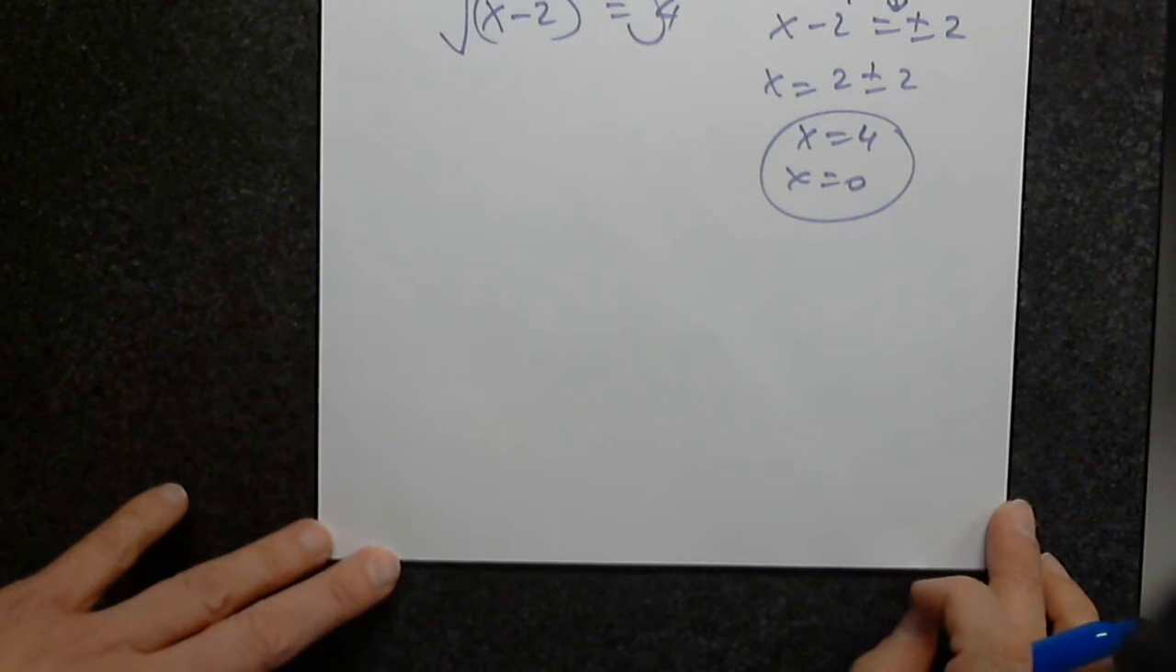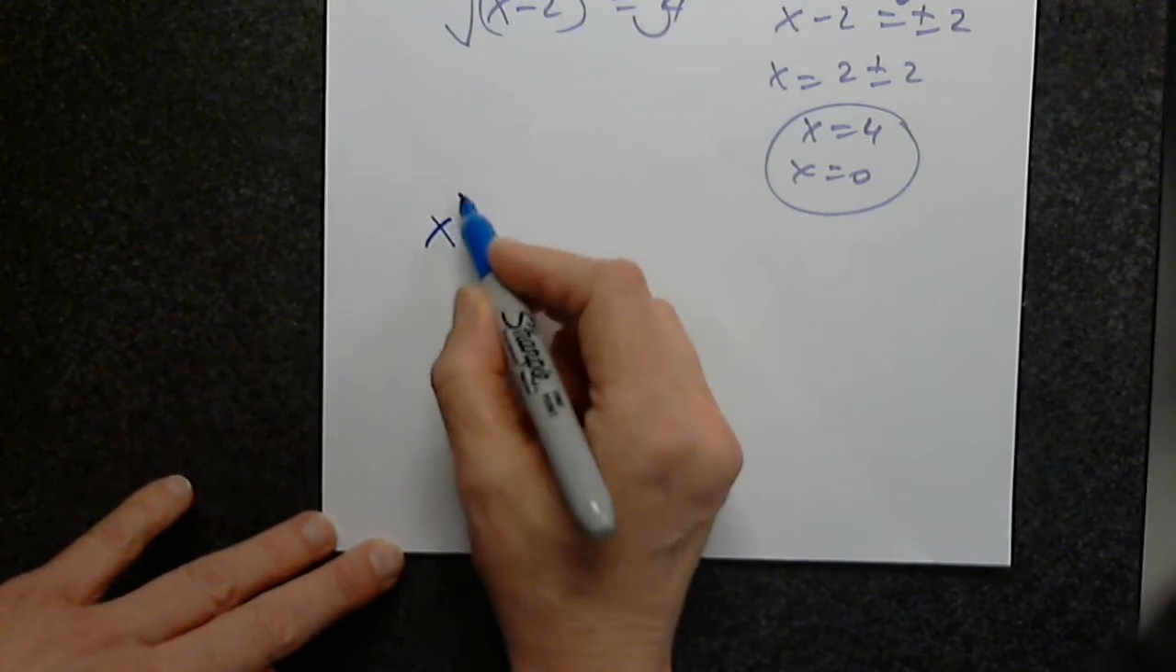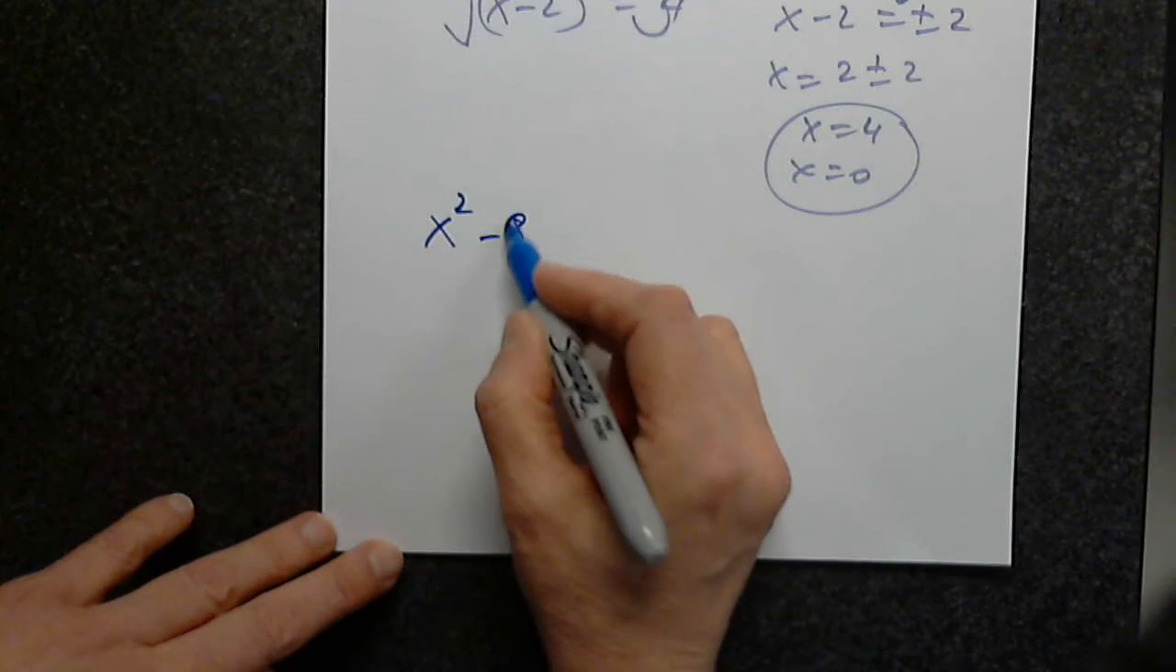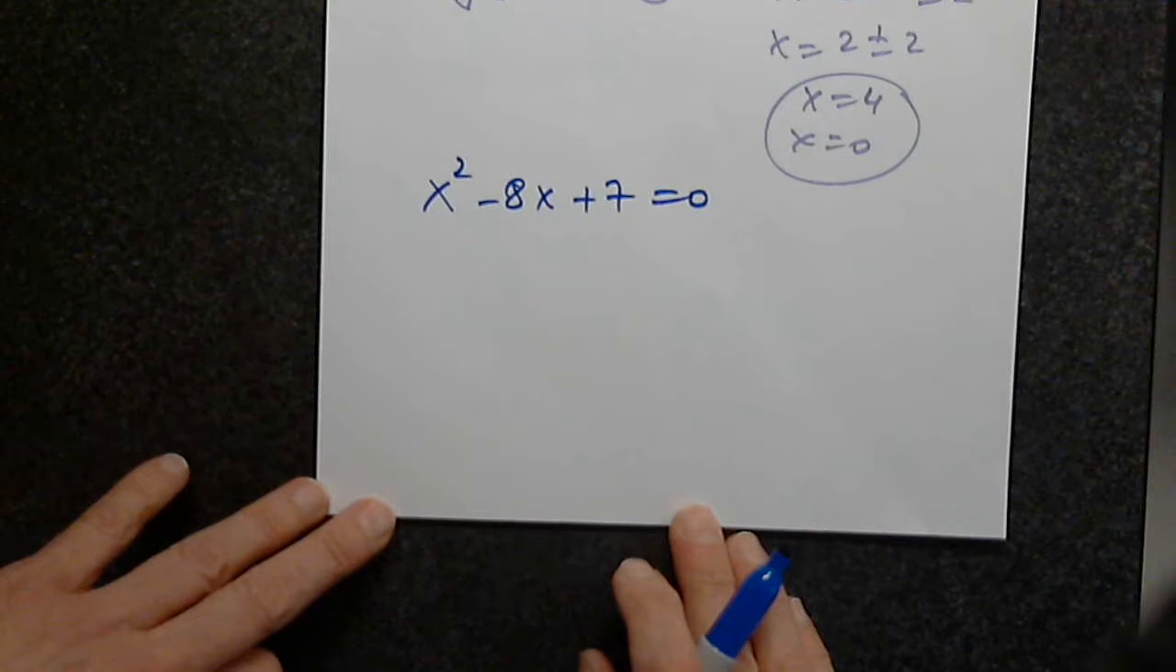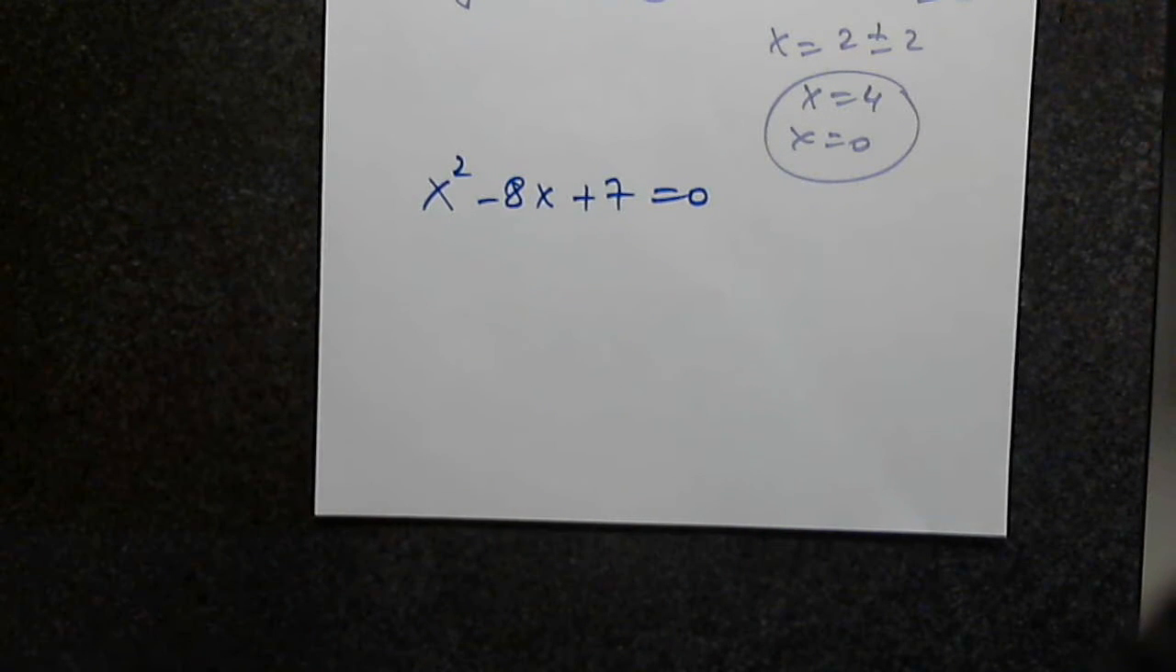Do you want me to make one up with complete the square? Yeah. Okay, so let's say x squared minus 8x plus 7 equals 0. So this is a quadratic equation. Let's say we are forced to use complete the square. What did I say about complete the square?